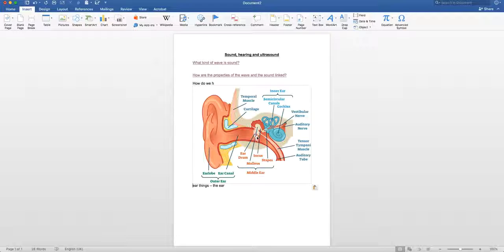Then here we have the eardrum. So the sound wave comes in, the compression hits the eardrum and it moves in. The rarefaction hits the eardrum and it moves out. So the eardrum vibrates.